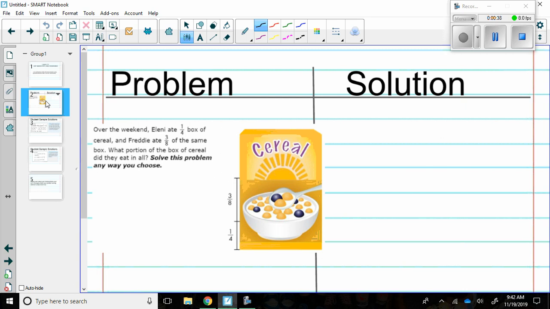Here's our solve and share problem for today. Over the weekend, Elle and I ate a fourth box of cereal, and Freddie ate 3/8 of the same box. What portion of the box of cereal did they eat in all? Solve this problem any way you choose. I want you to pause the video now to work this problem. Think about how you would solve it by using cubes, and then push play when you're ready to see how other people solved it as well.